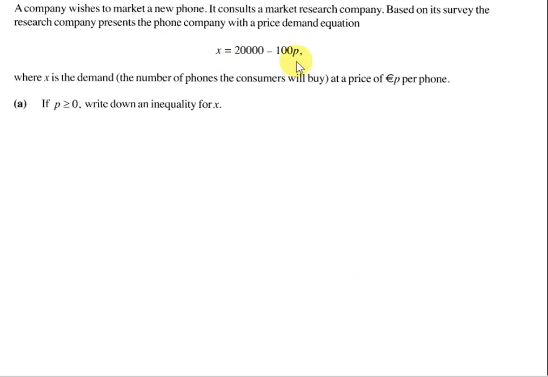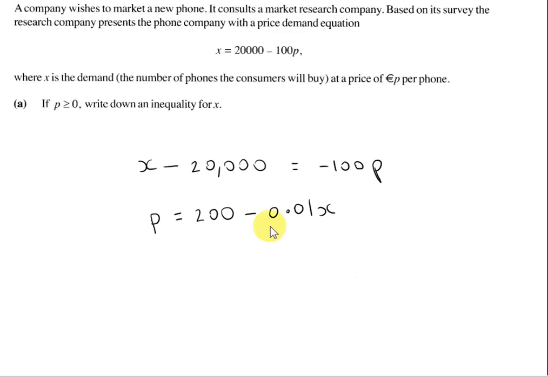So let's rearrange this equation to make P the subject. So bring the 20,000 over, so that's X minus 20,000 equals minus 100P. So dividing by minus 100, we get P equals 200 minus 0.01X, and P is greater than or equal to 0. So this expression here must be greater than or equal to 0. So that tells us something about X. So let's solve this inequality for X.